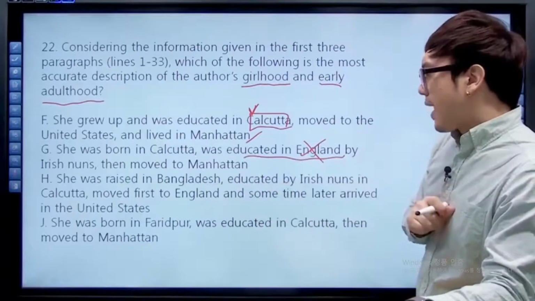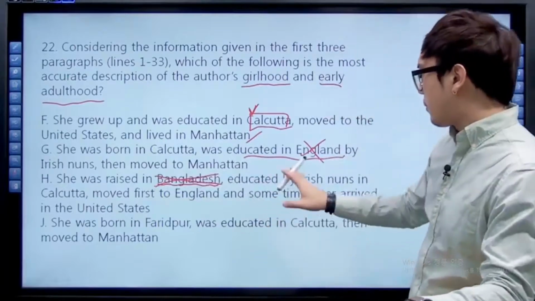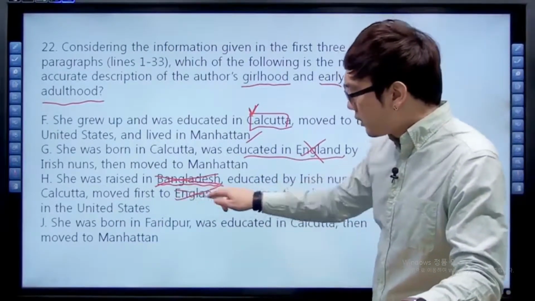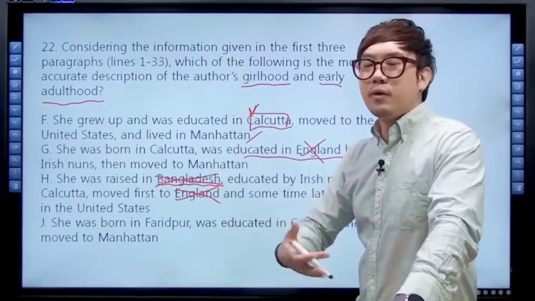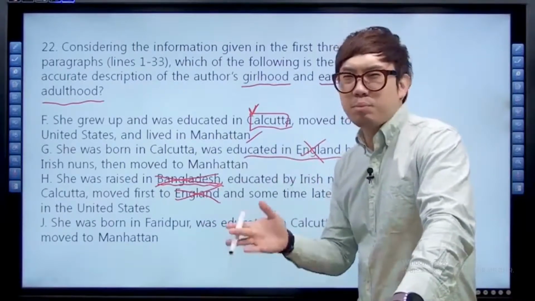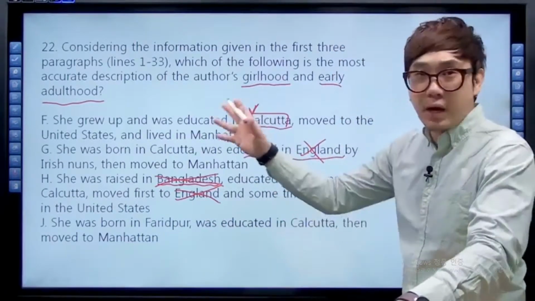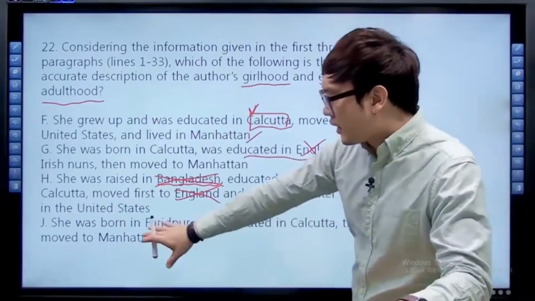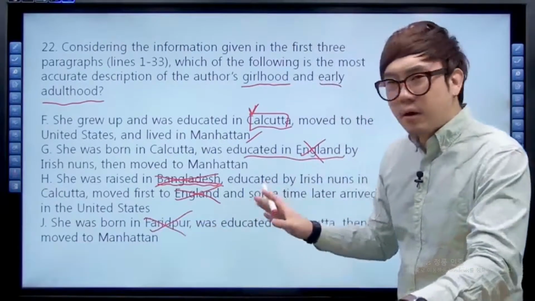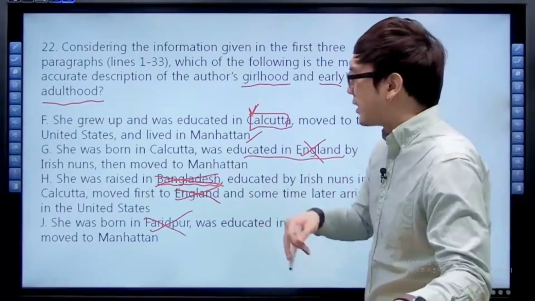H, was raised in Bangladesh. No, she's never been there, although her parents are from Bangladesh. Educated by Irish nuns, that's true. Moved first to England? No, she did not move to England, because she says something about moving right to the States. Well, of course, she had to take the transit stop, but that doesn't mean that she went to England and then to the States. We'll try to check that a little bit later. Then it says J, she was born in Faridpur. No, that's not where she was born. That was her father's birthplace, and so therefore J is out of the question.